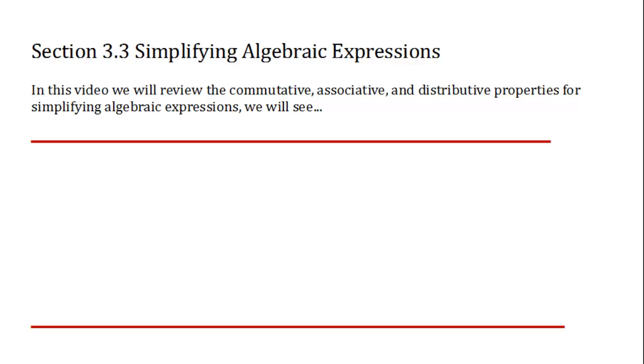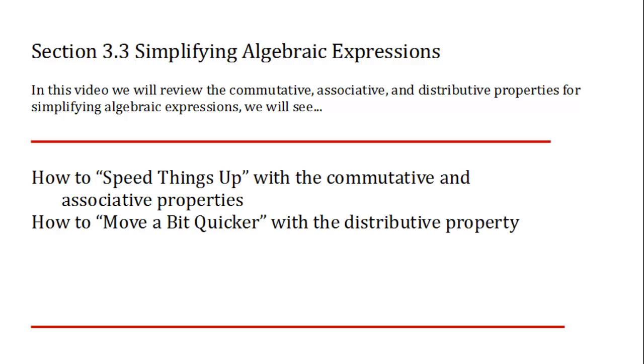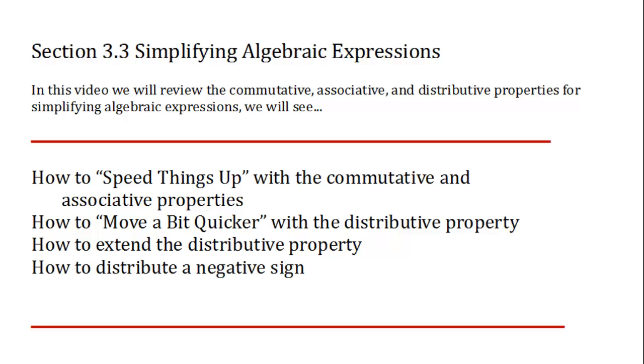Section 3.3, Simplifying Algebraic Expressions. In this video, we will review the commutative, associative, and distributive properties for simplifying algebraic expressions. We will see how to speed things up with the commutative and associative properties, how to move a bit quicker with the distributive property, how to extend the distributive property, how to distribute a negative sign, and how to negate a sum.